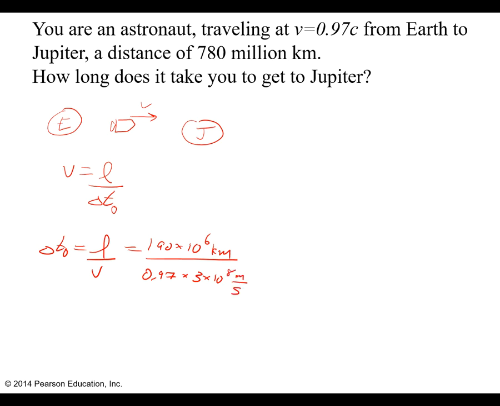Now be careful here, because here you've got kilometers, but here you have meters. So you're going to need a unit conversion in there as well to go from kilometers to meters. And then everything will work out, and you end up having a proper time of 652 seconds, which if you convert that to minutes, it's about 10.9 minutes. It would only take you just shy of 11 minutes to make it from Earth all the way to Jupiter.